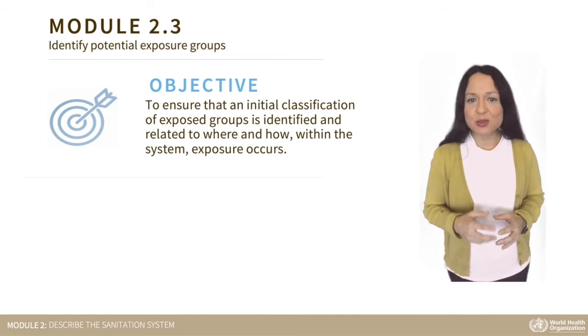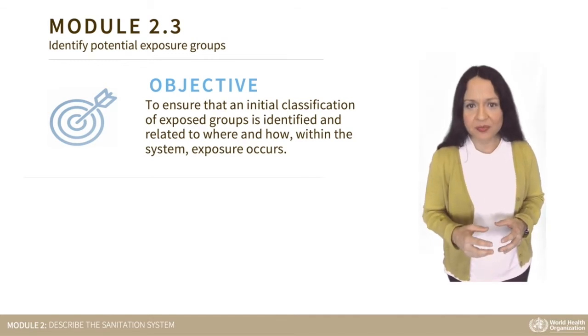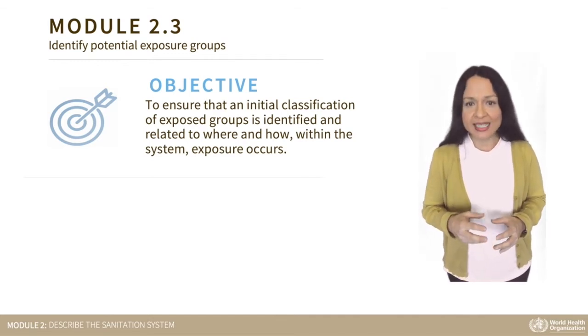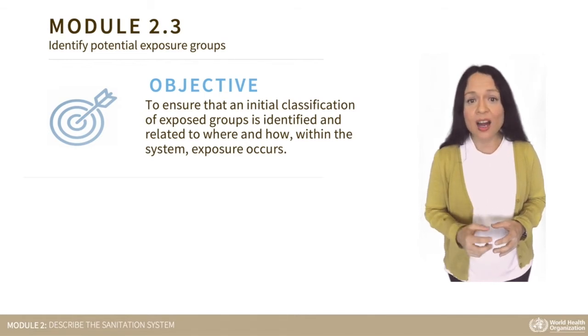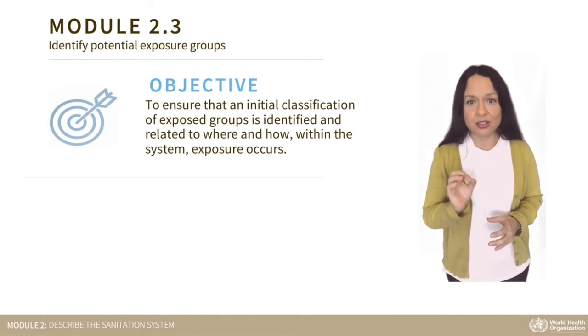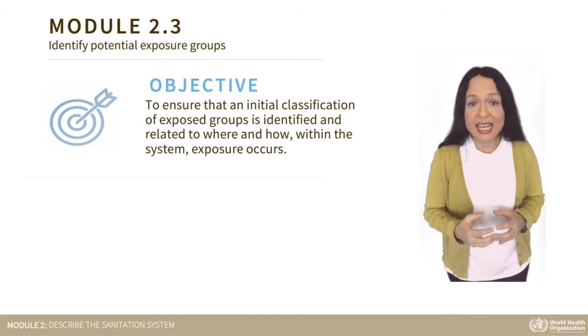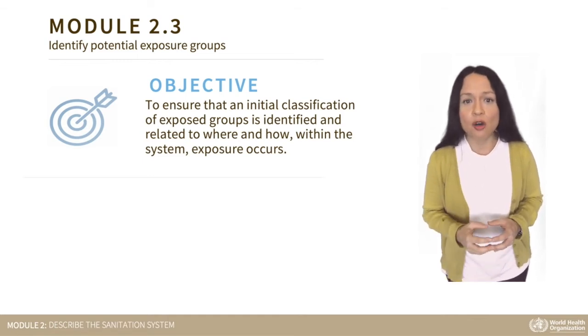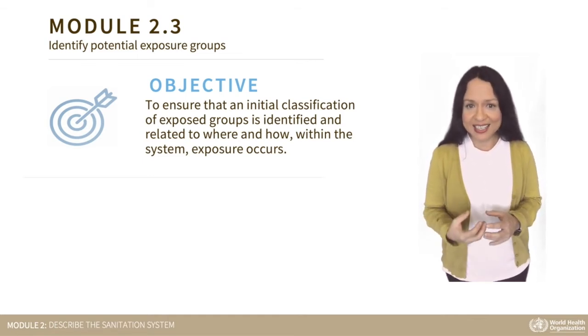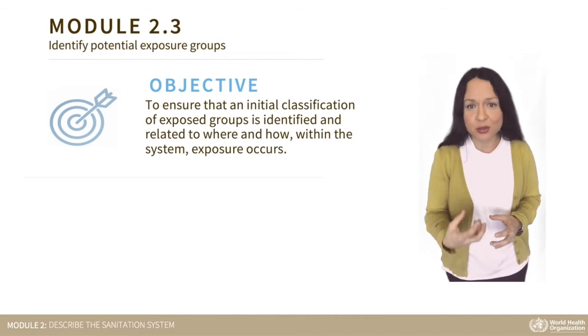Now it is time to start with Module 2.3. Here we identify the people who are in each step of the sanitation system, so we can obtain an initial classification of exposed groups and identify how the exposure occurs.